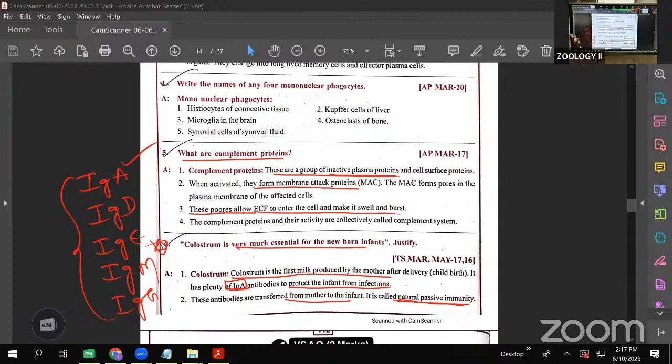This is about the complement proteins. Complement proteins are present in the plasma. They are activated as MACs, and these MACs form pores in the plasma membrane and let the ECF enter inside, and the cell swells and bursts. This is about the complement proteins.